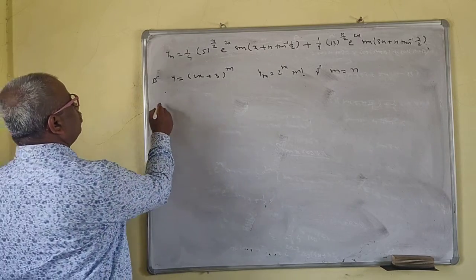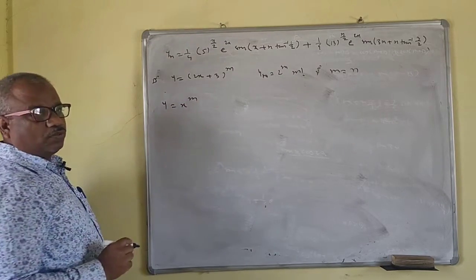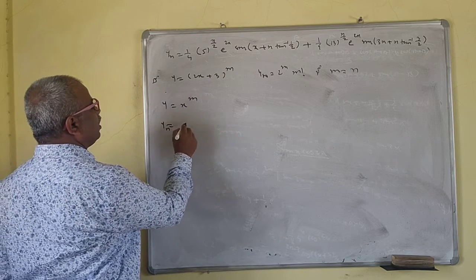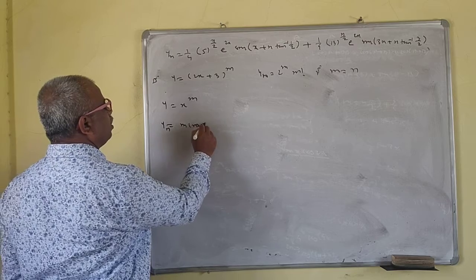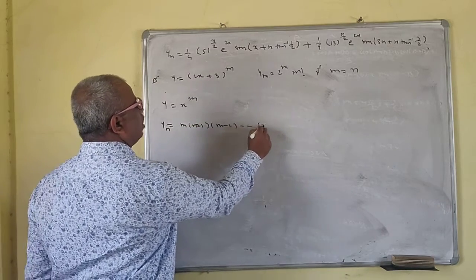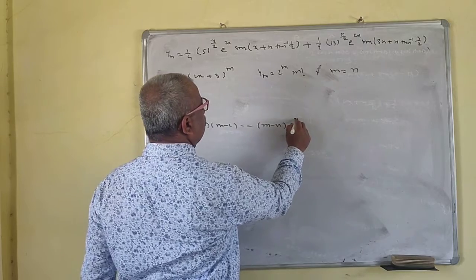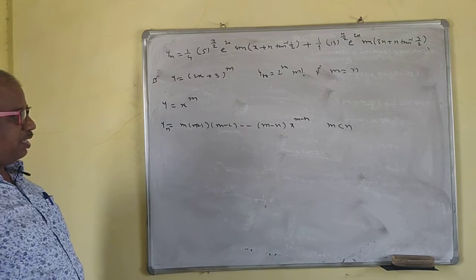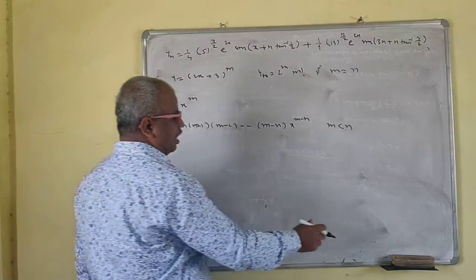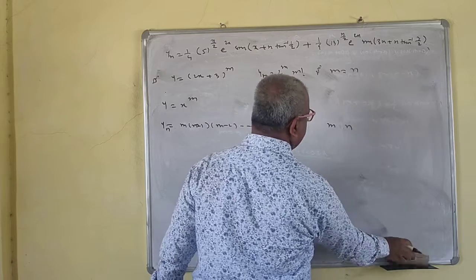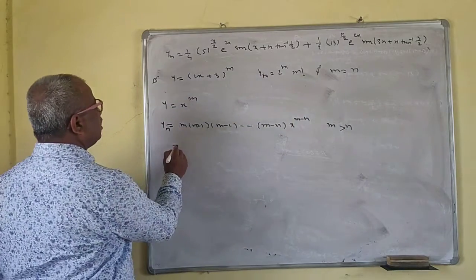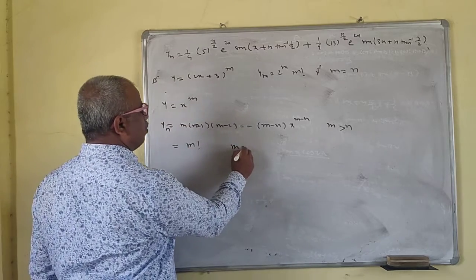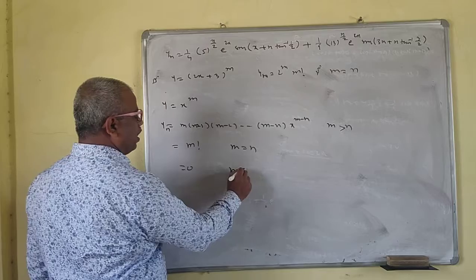Again, if y is equal to x raised to m now, suppose, okay. So then yn is equal to, so you go on differentiating this, m into m minus 1, m minus 2, up to m minus n plus 1, x raised to m minus n, if your m is greater than n. Okay, and this is equal to what then? M factorial. This is only m factorial. Okay, so if m is equal to n, and is equal to 0 if m is less than n.